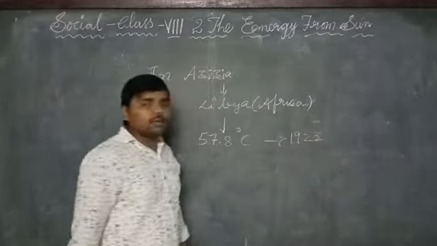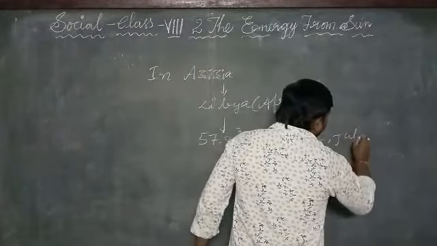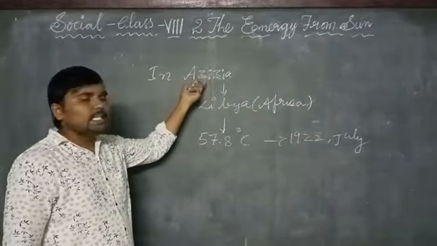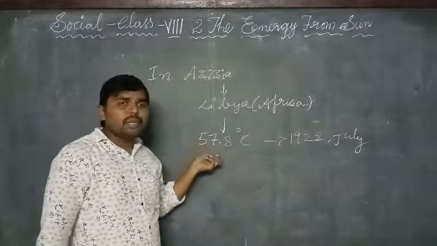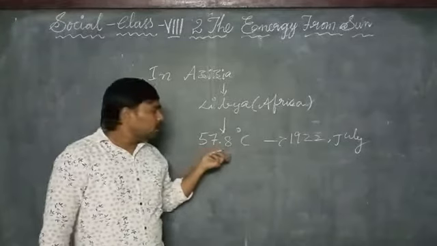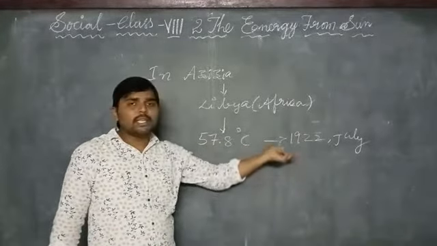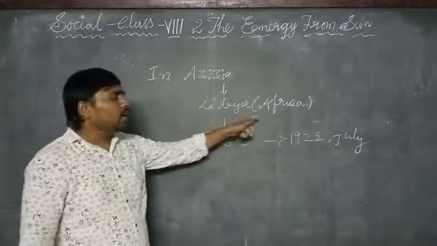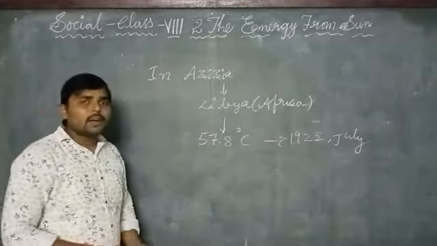In the year 1922, in the month of July, the highest temperature was recorded in the continent of Africa, that is 57.8 degrees Celsius. This is the highest temperature that was ever recorded on the surface of the earth, in the year 1922 in the month of July. Azizia is located in the country of Libya, which is located in the continent of Africa. This is about the highest temperature recorded on the earth.